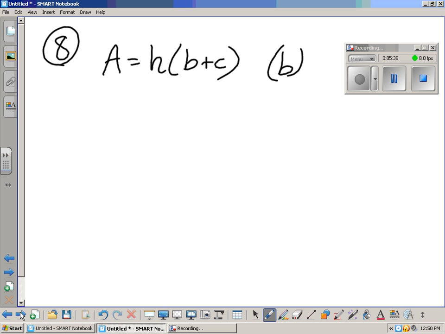Number 8, we're solving for b. Once again, if you remember from the last problem, it takes more time to use the distributive property first. So I'm not going to use the distributive property. What I'm going to do is divide by h.